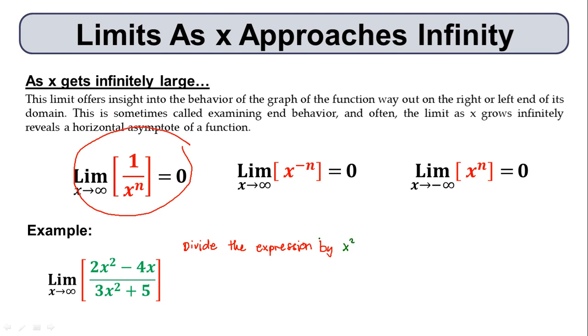Bakit? Kasi ang gusto nating ma-attain is magkaroon tayo ng ganito itsura. Kasi pag in-evaluate na natin yung limit ng ganyan na yung itsura ng ating expression, 0 na lang siya. Cancel out na lang. So, in this case, i-rewrite lang natin the limit. We are going to divide all terms in the expression.